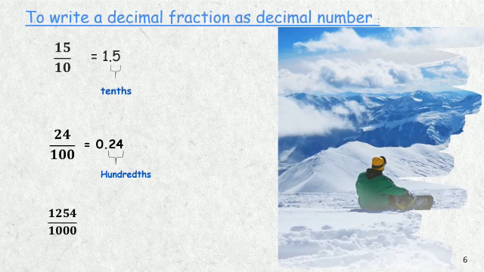1254 over 1000. So it's equal to 1 and 254 thousandths. So we have thousandths. Thousandths is 3 digits after the point. That's because we have 3 zeros in the number 1000. So the number of digits after the point is equal to the number of zeros that we have in the denominator.